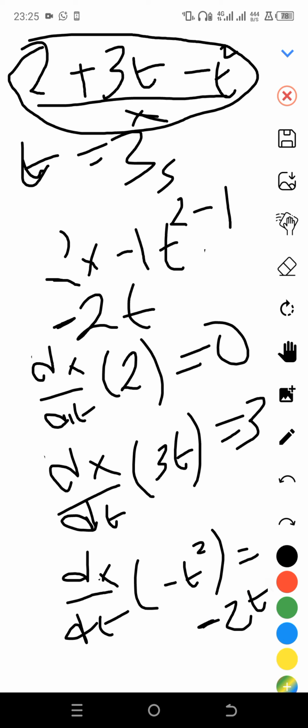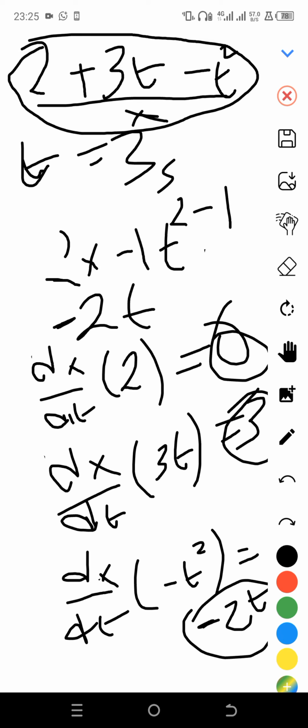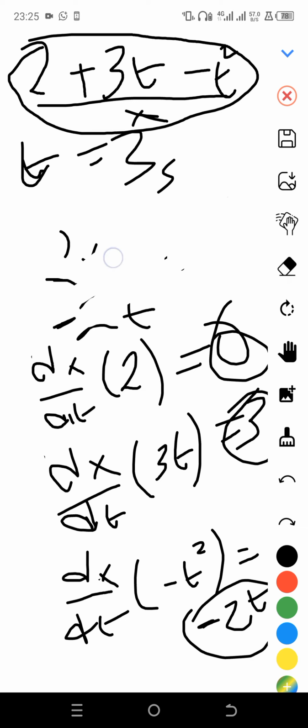Alright? So now since we have this one here, we have this one here, and this one here, we can put them together. Okay? Let's now put them together.